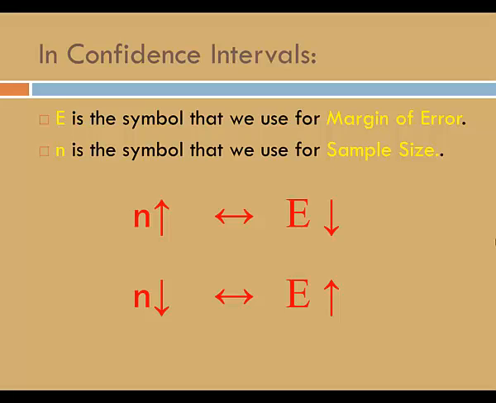In confidence intervals, E is the symbol that we use for margin of error. N is the symbol that we use for sample size. As N increases, E decreases. And as N decreases, E increases. When your sample size goes up, margin of error goes down. If your sample size goes down, the margin of error goes up.